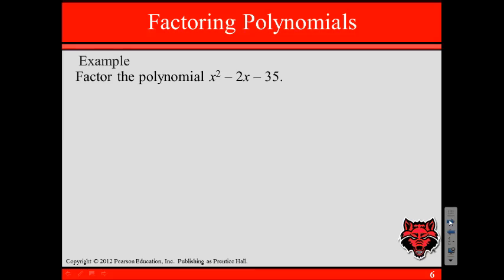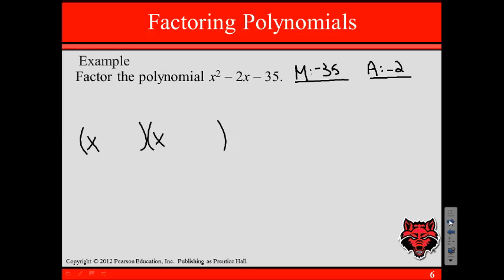Let's try another example. Let's factor the polynomial x squared minus 2x minus 35. Because the x squared factors into x times x, we know the first terms of each binomial. We go back to the original polynomial and see that we want numbers that multiply to give us negative 35, but that add to give us negative 2.